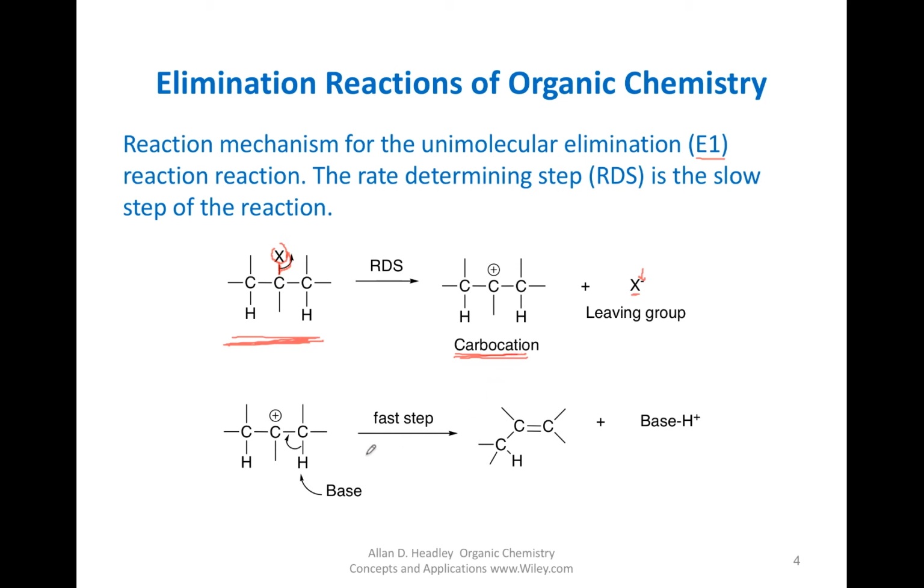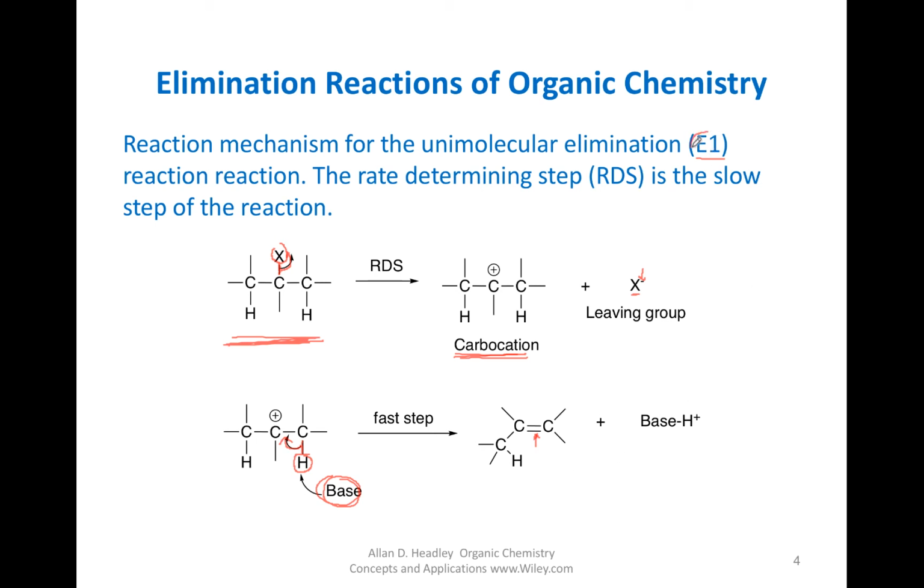So in another step, here comes the base. The base comes in, abstracts that hydrogen as a proton, leaving these electrons to swing in to form this double bond here, and that's the product.